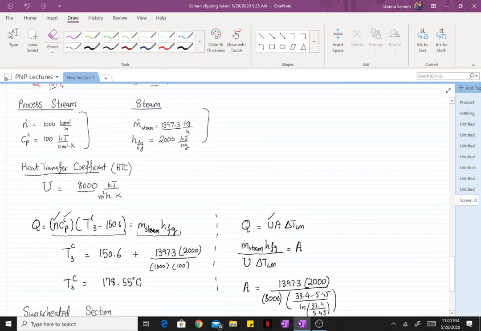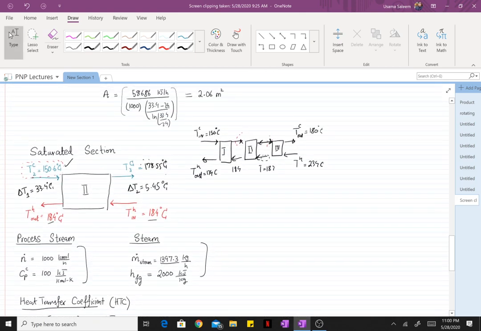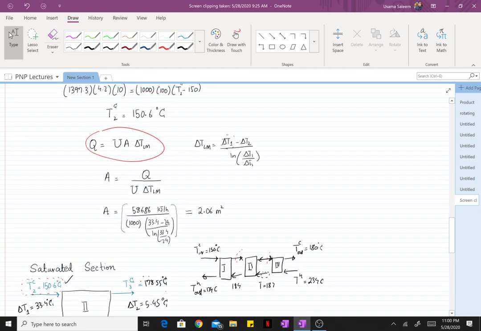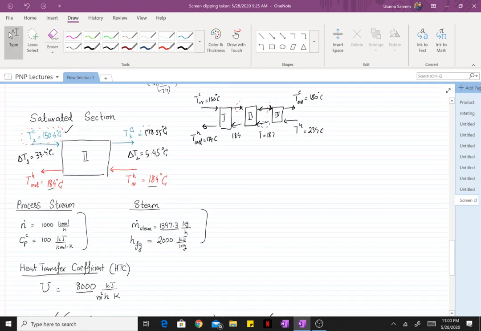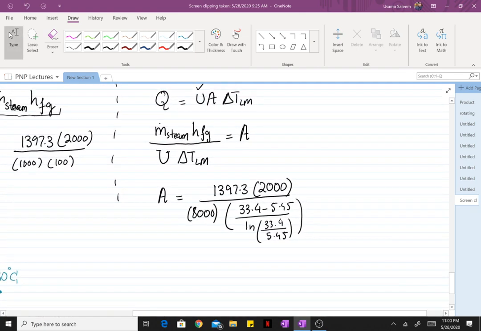Okay, so everything looking good so far. Just want to make sure I haven't made any stupid mistake. Alright, looks good. So let's just punch that into our calculator and find the area for our saturated section. And now is the moment where you guys hear the clacking of my calculator while I patiently work these problems out.